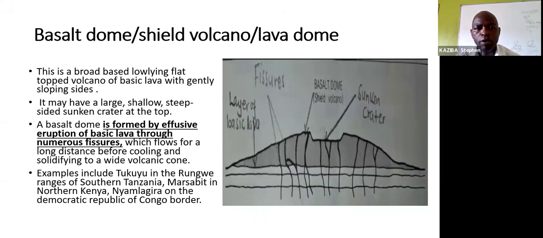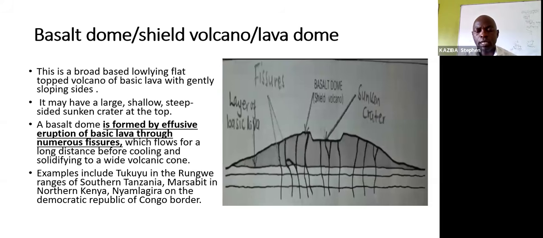It's also called a shield volcano. It's also called a lava dome, sorry. So describe: a broad-based, low-lying, flat-topped volcano of basic lava with gently sloping sides. Of course, you also have to mention that sometimes it has a shallow, steep-sided, sunken crater at the top. How was it formed? Nature of eruption, quiet eruption, effusive eruption. Nature of material, basic lava. So, effusive eruption of basic lava. Nature of passage, through numerous fissures.